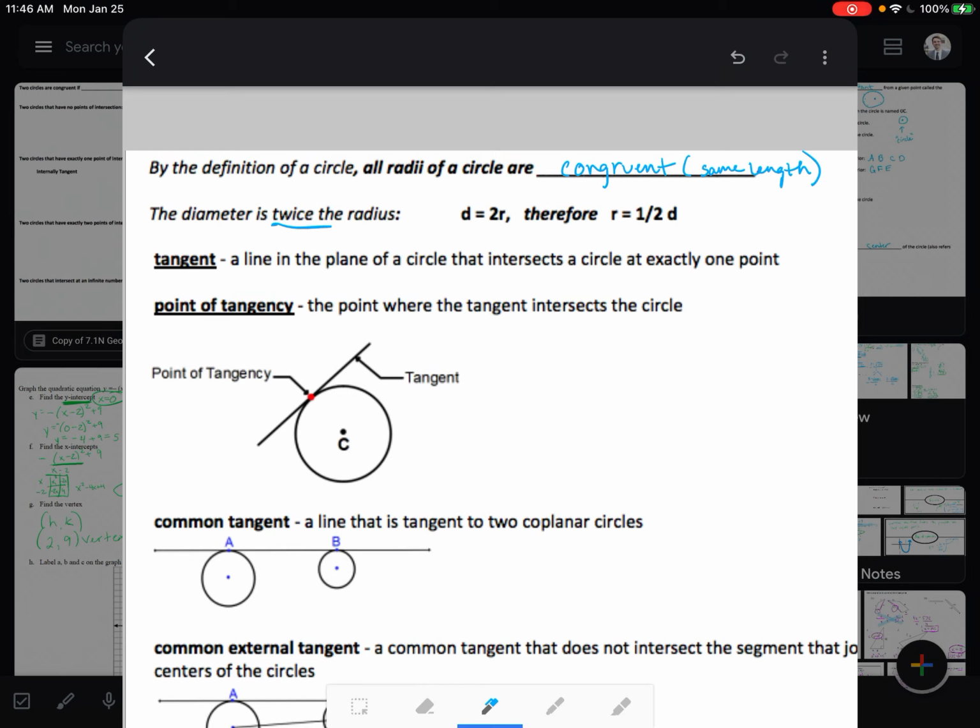Other things, tangent. This is different from the trig function that we were talking about before. Tangent is a line in the plane of a circle that intersects at only one point. And that's really hard to draw, because usually, with error of hand, you'll intersect at like 2 points. But point of tangency, this is where the tangent intersects the circle.